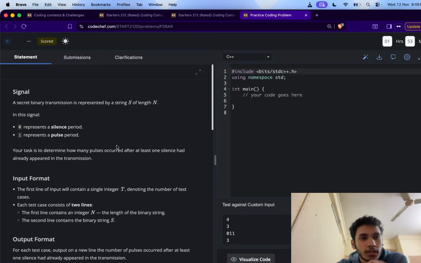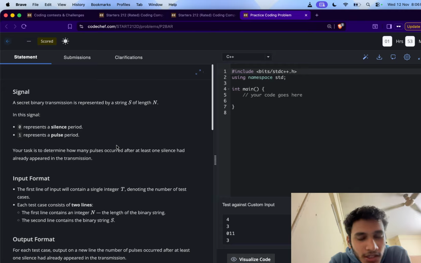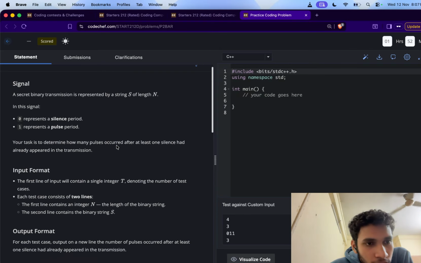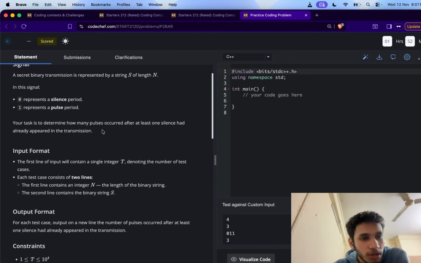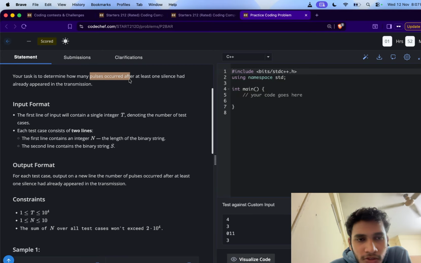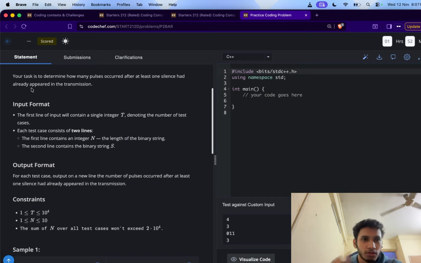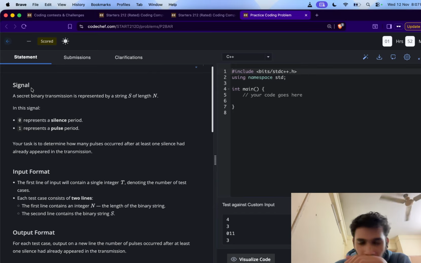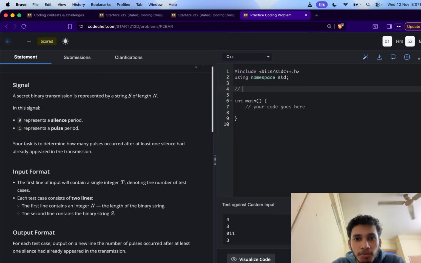A secret binary transmission is represented by a string s of length n. 0 represents silence, 1 represents pulse. We need the number of pulses, that is 1s, after at least one silence, that is 0, has already appeared. The statement can be confusing, so let me explain the problem statement.